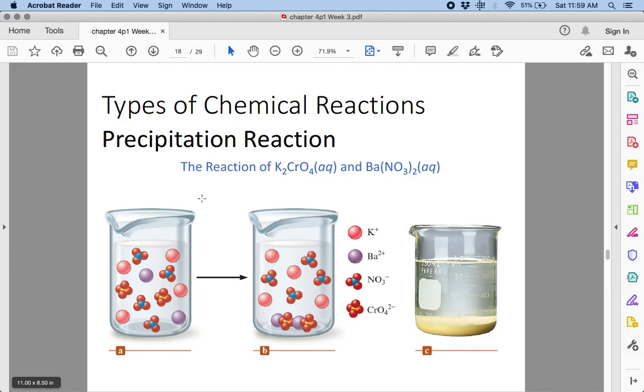So here are those solutions mixing together. Here are the solids that are produced. This is what it actually looks like, right? So this is on like that special magnifying glass that we talked about, or special microscope that we can see molecules with. In real life, if you were in the lab, it would look something like this. Those two mix together, and the solid sits at the bottom.